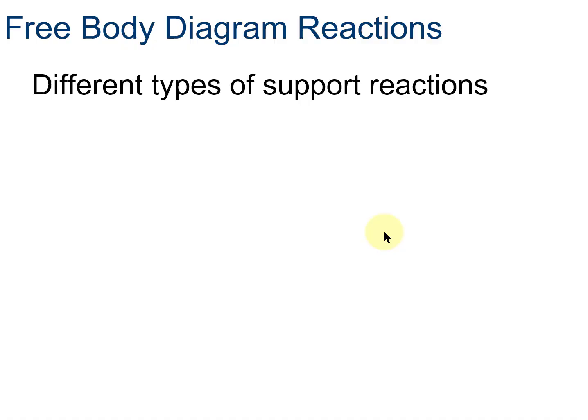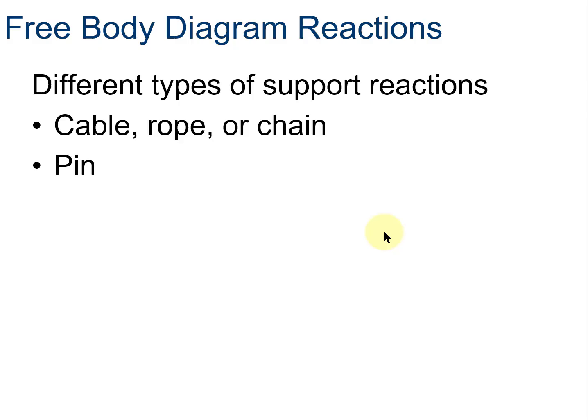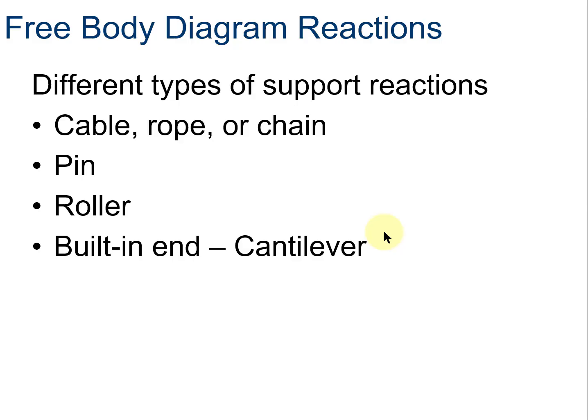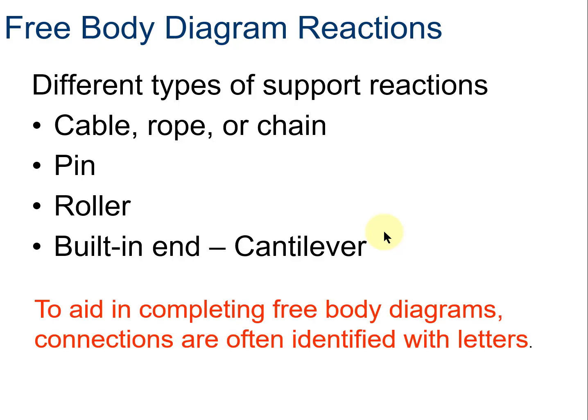Okay, free body diagram reactions. Different types of support reactions. Well, we can support things with a cable, rope, or chain. A pin, as we'll see what that is in a minute. A roller, we'll see what that is in a minute. A built-in cantilever. Again, all this stuff is specific to building things like bridges and stuff, which is what we're going to study. So to aid in completing the free body diagrams, connections are often identified with letters.